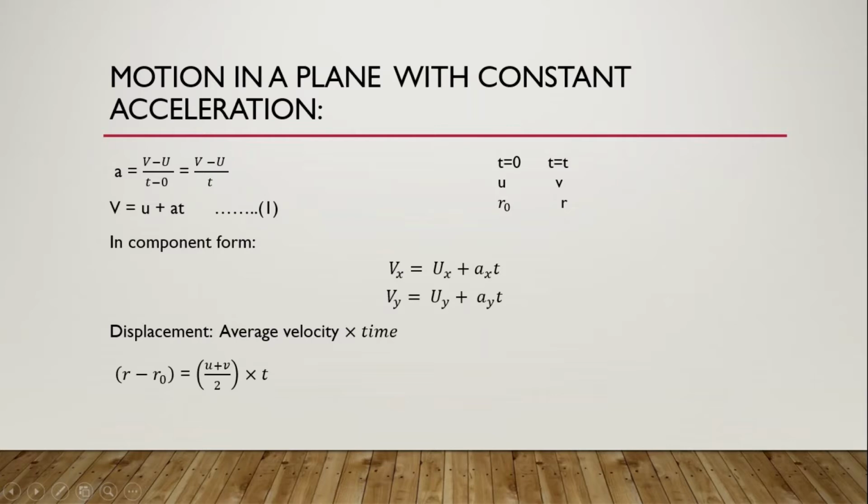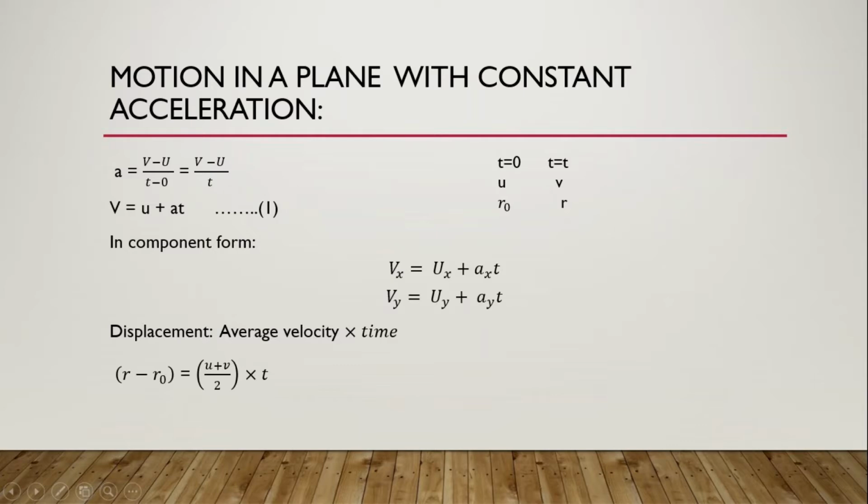in one dimension. But in component form, since it is two dimensional, we can write it in both components, along the x axis as well as along the y axis. How can we write it? That is vx is equal to ux plus ax into t, the velocity along the x component, and the velocity along the y component, vy is equal to uy plus ay into t, right?